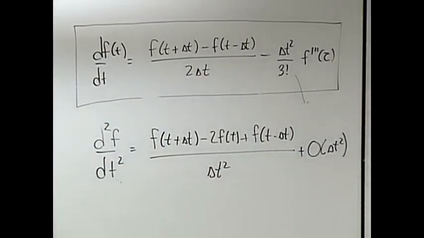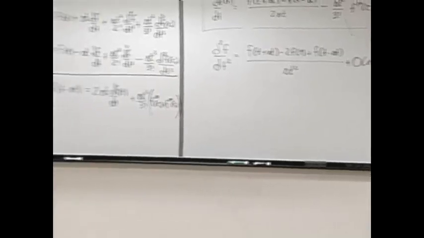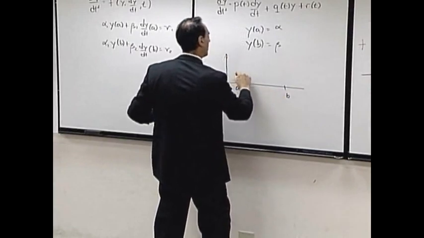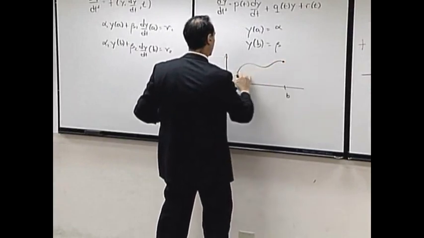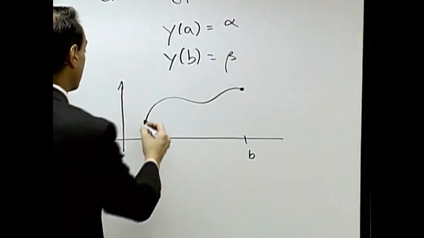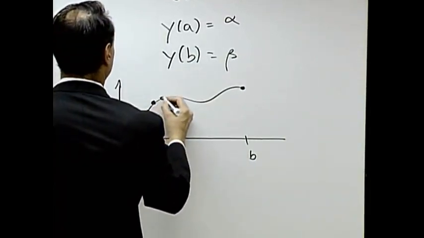Actually, let me draw it over here. Let's say this is A, this is B, and I have some solution that's going to look like this. My job, first of all, is going to be to discretize it. So let's think about discretizing. Here are the points I'm going to solve it at.